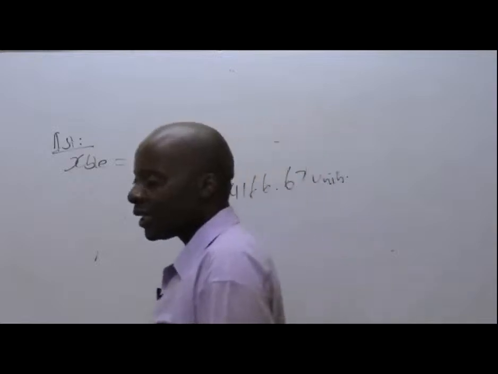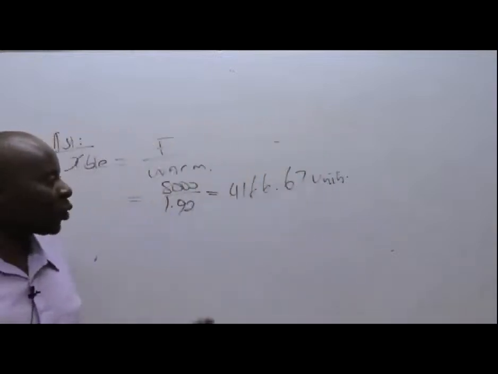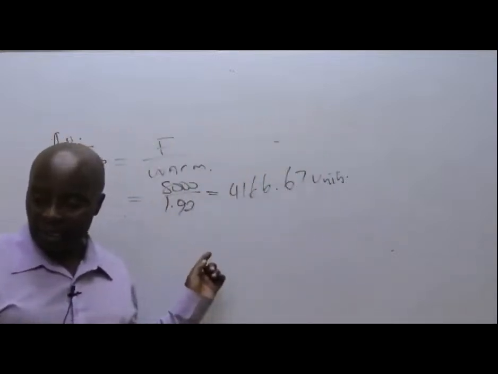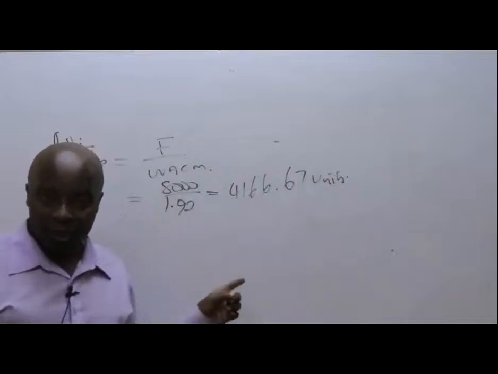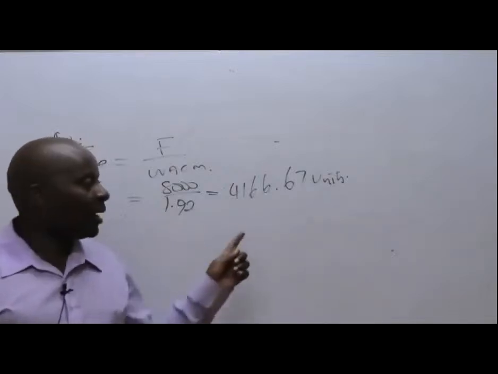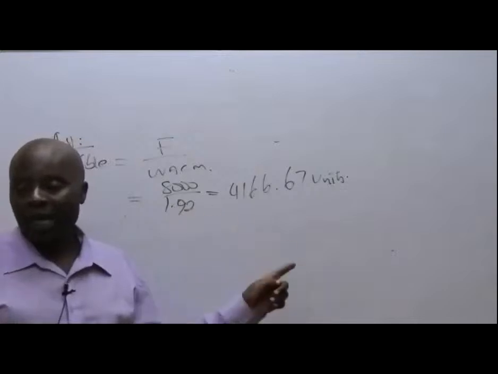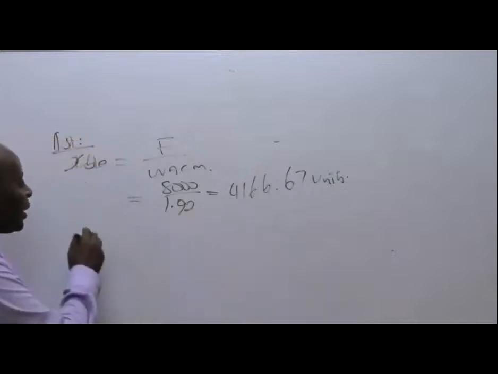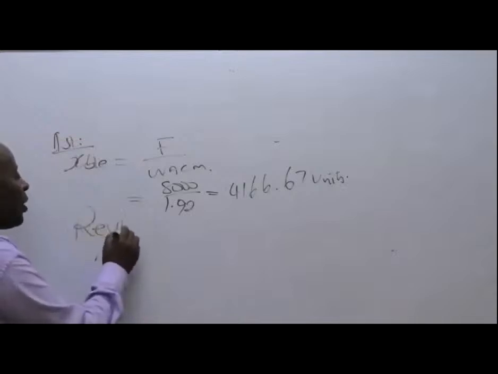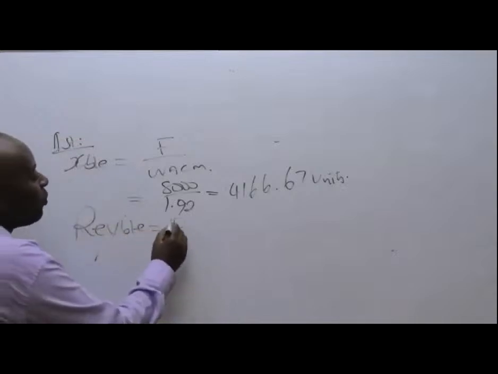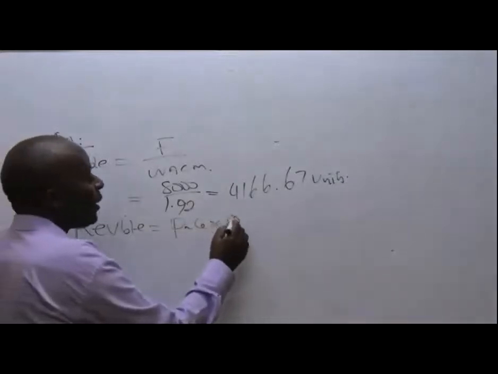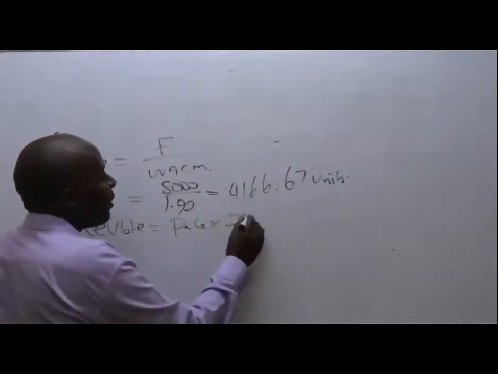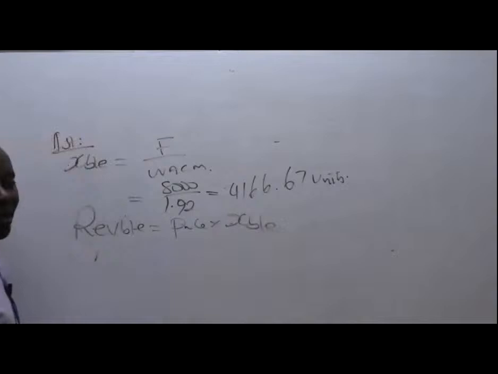So after getting this, the second step now is to monetize it. So let's put money into these. How do we monetize these? By taking this quantity and multiplying it with the price. So in this case, our revenue break-even will be equal to price times quantity break-even.